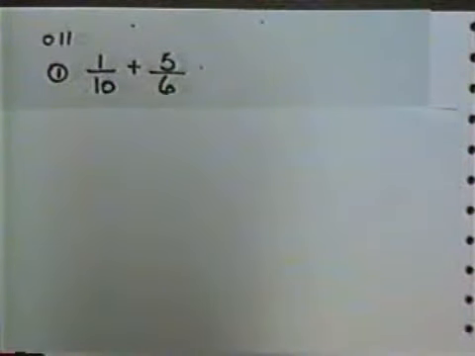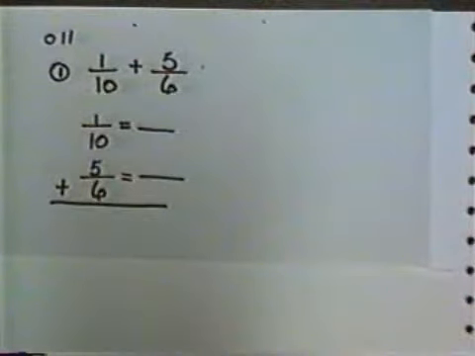Let's begin by adding some fractions that have different denominators. Or let's do some examples of those. We have 1/10 plus 5/6. Probably will be easier for you to follow if we put those under each other. So let's do that. And now we need to find the common denominator that we want to use.